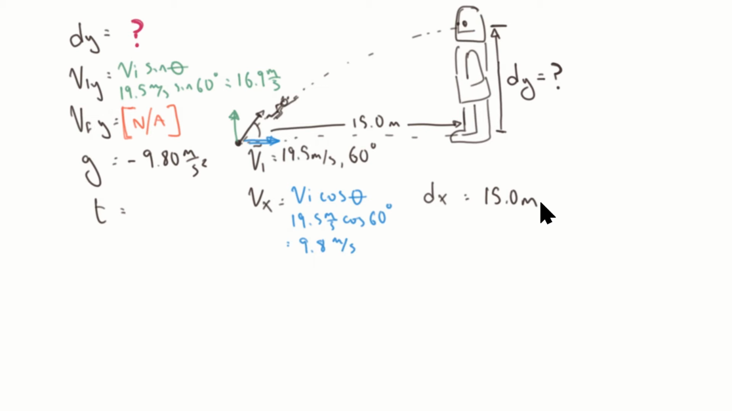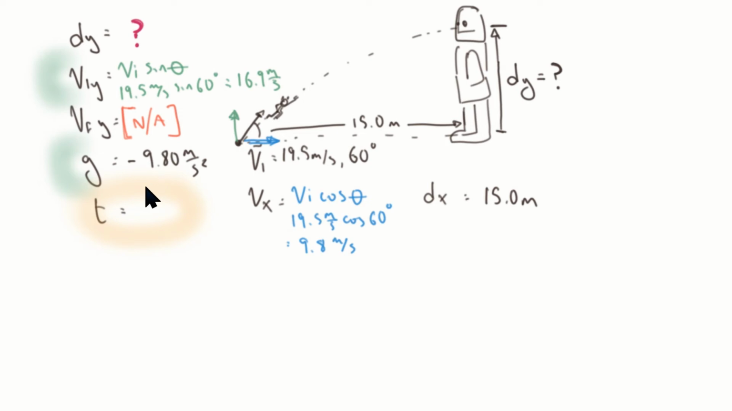So if we're looking for dy, what we're going to be interested in is, do we have enough information to start to figure out the value? Looking in the y direction, we know the initial velocity in the y direction and the acceleration in the y direction. But that's it. We only have two pieces of information. So we're really interested in solving for the time. If we know the time, then we have three pieces of information and we can solve for the vertical displacement.